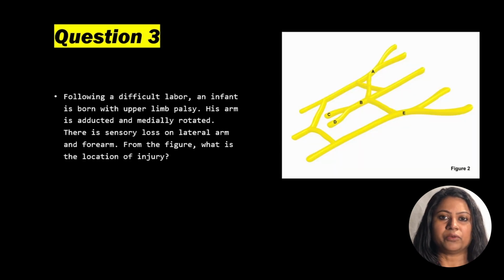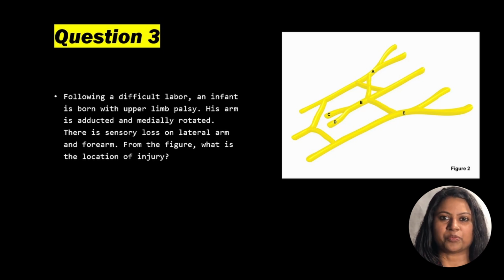Question 3. Following a difficult labor, an infant is born with upper limb palsy. His arm is adducted and medially rotated. There is sensory loss over lateral arm and forearm. In the figure, which is the location of his injury?